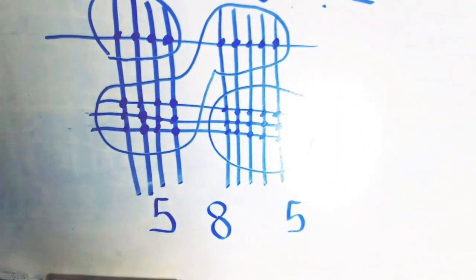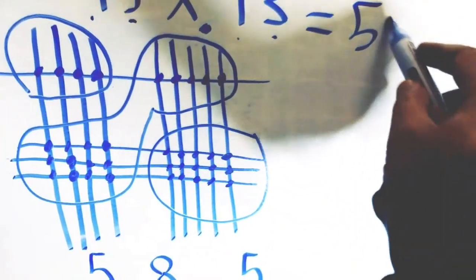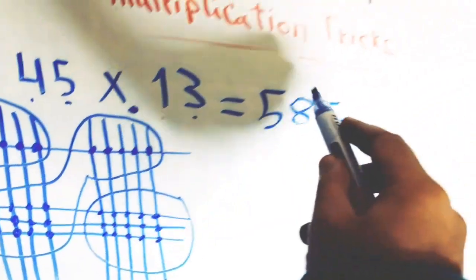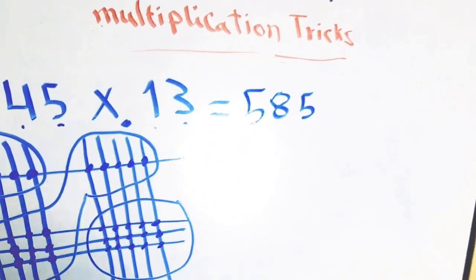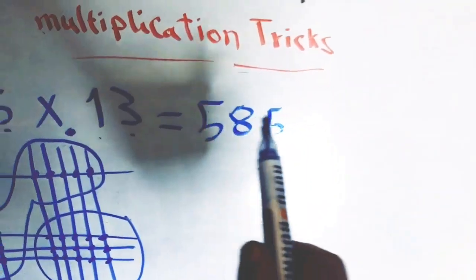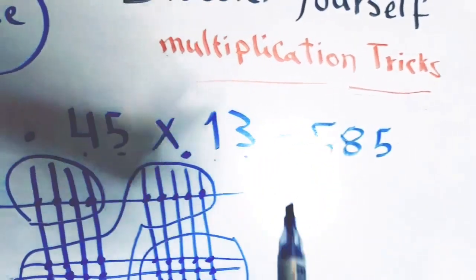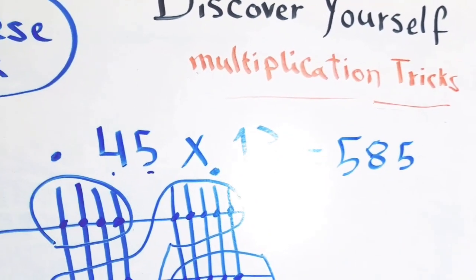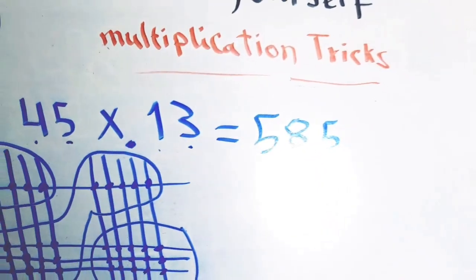This is the multiplication product: 585. So 585 is the multiplication product of multiplying 45 by 13.